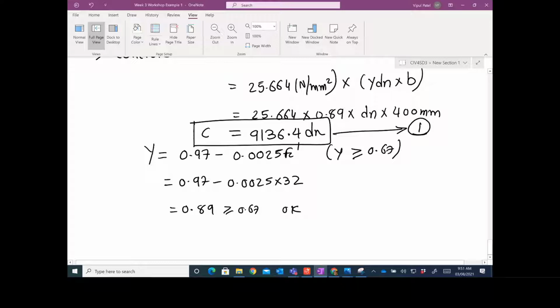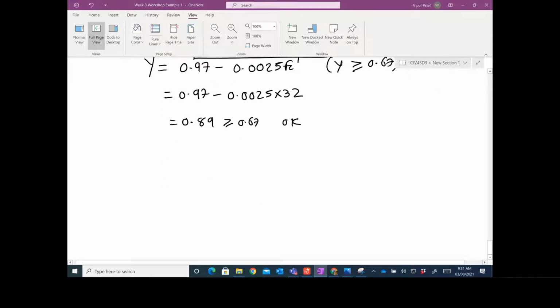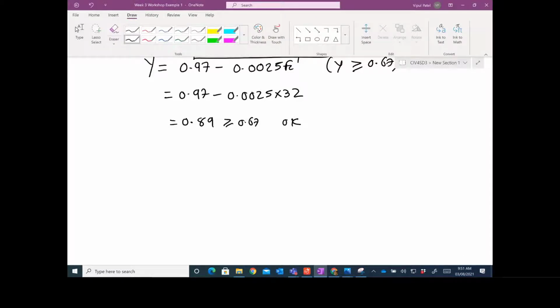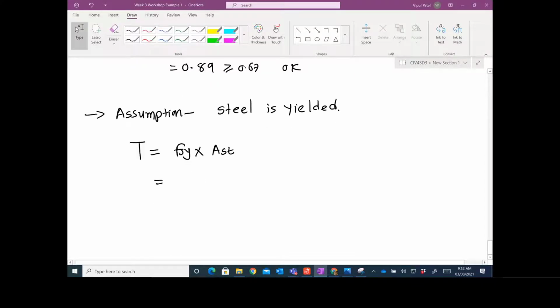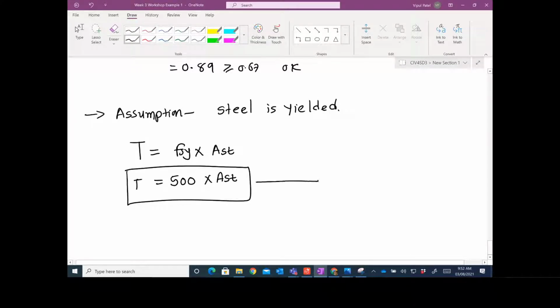Now after that, let's make another assumption. I think this assumption also we need to validate. That assumption is from yesterday. Remember, let's say the steel is yielded. If the steel is yielded, then the tension force in the steel would be fsy, stress times area, same thing, Ast. So fsy is 500 megapascals and Ast we need to calculate. Let's put it in a box, we are going to use it. Let's give it equation number 2.